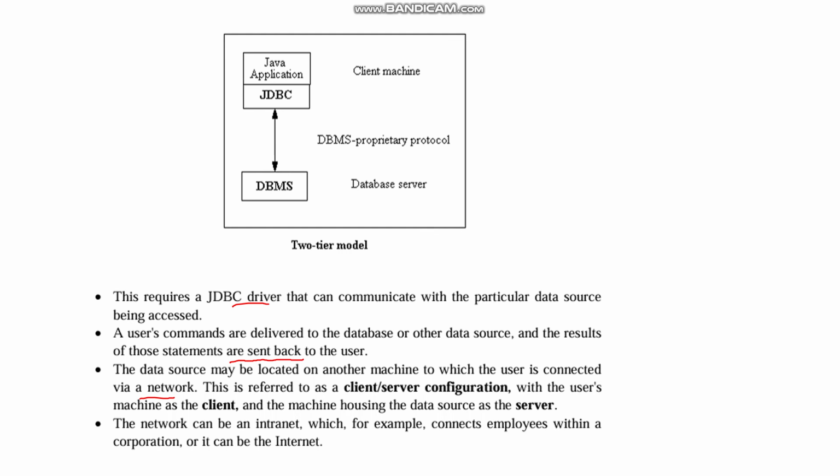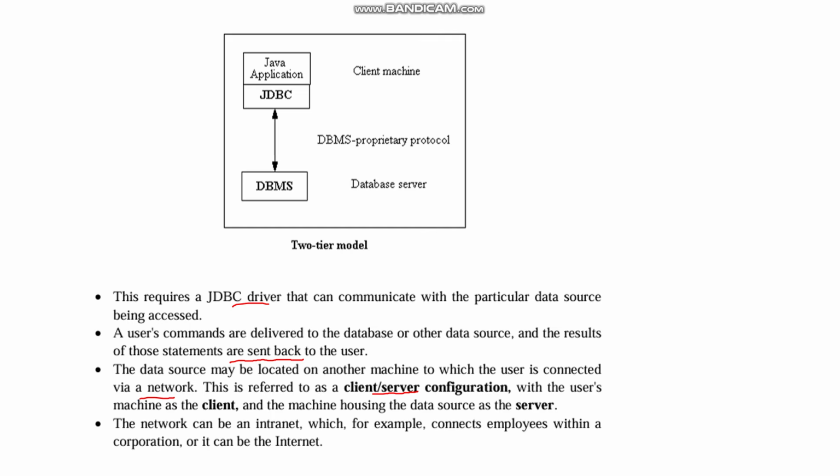From this point of view, this is called the client-server configuration, and this is the client machine and this is the server machine here. This type of architecture is called the client-server configuration or client-server architecture, with the user's machine as a client. The user machine is called a client and the machine hosting the data source is called a server.